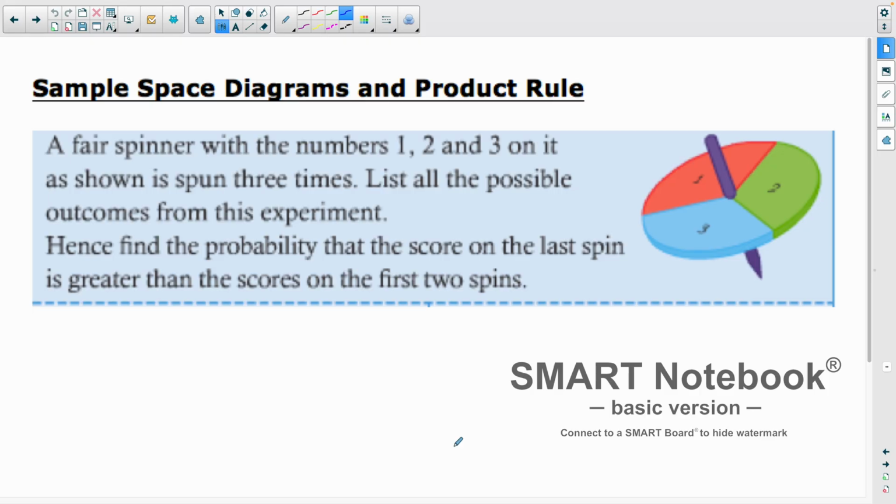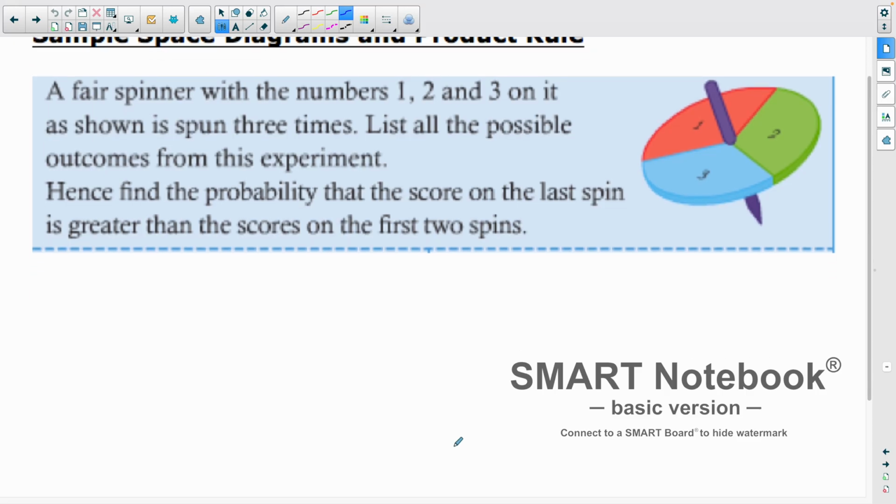So here's the problem on this one. We've got this little spinner over here, and we're going to spin it. It's got the numbers 1, 2, and 3 on it. We're going to spin it 3 times, and we're going to list all the possible outcomes there, all right? How many outcomes would I have if I spin this 3 times? 9. We're getting close. 3, 9, 27. It's going to be 27.